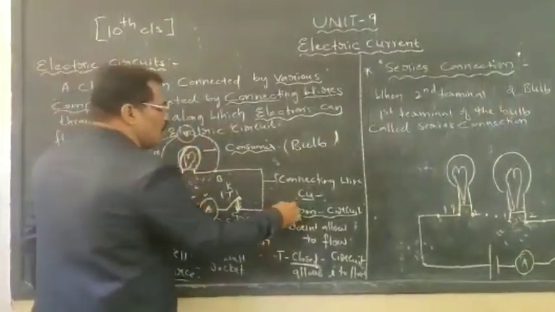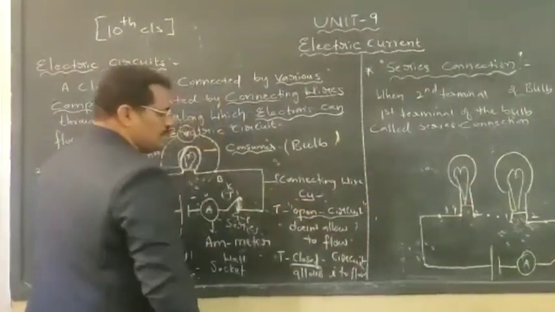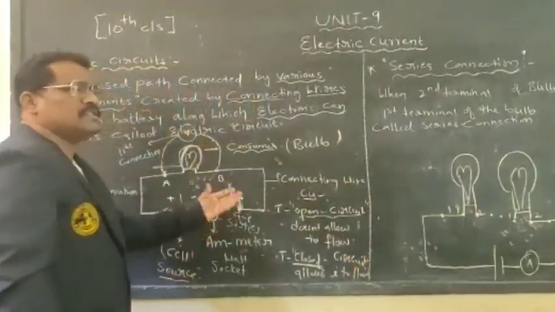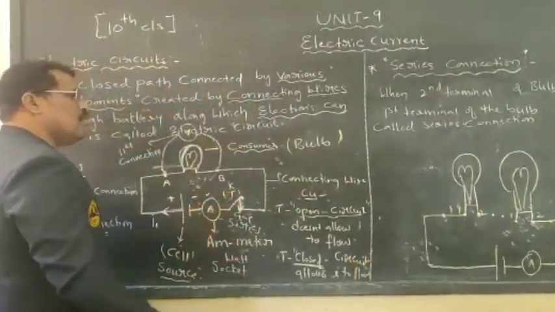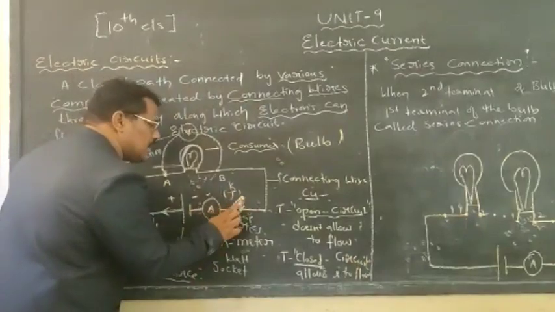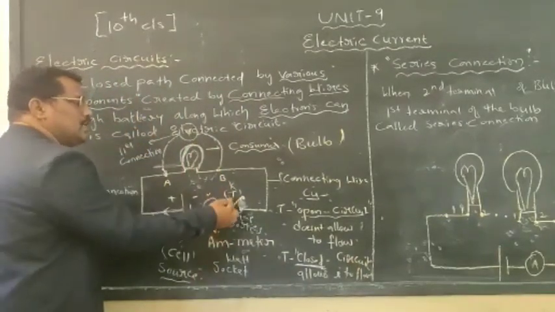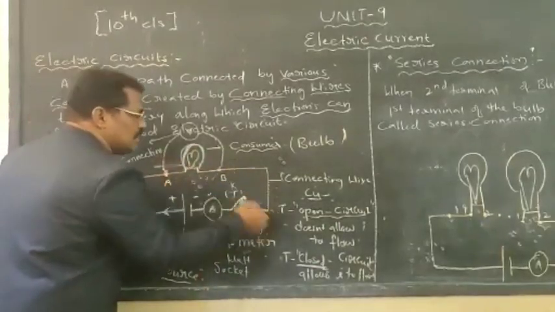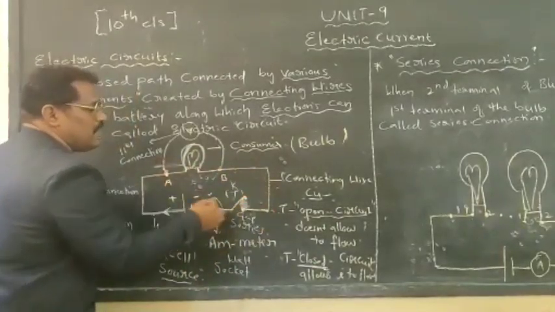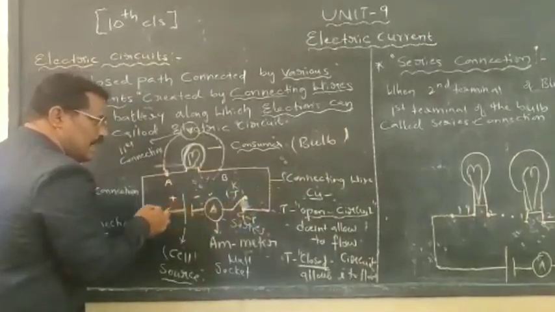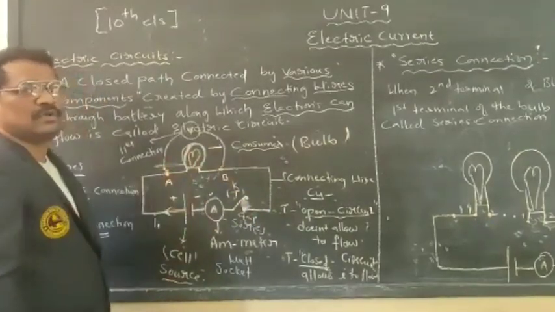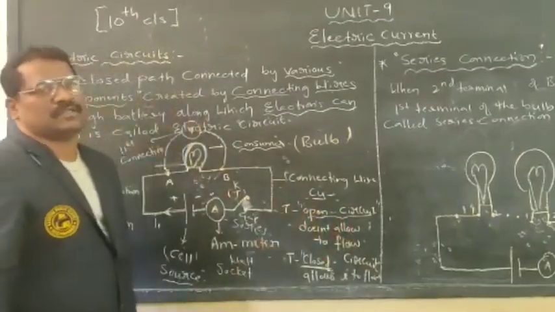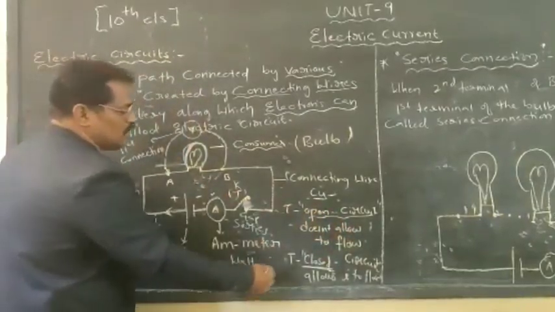The first one is the open circuit, and the other is the closed circuit. What is called an open circuit? An open circuit means the key is open within the circuit, which does not allow electric current to flow through the circuit. That type of circuit is called an open circuit.